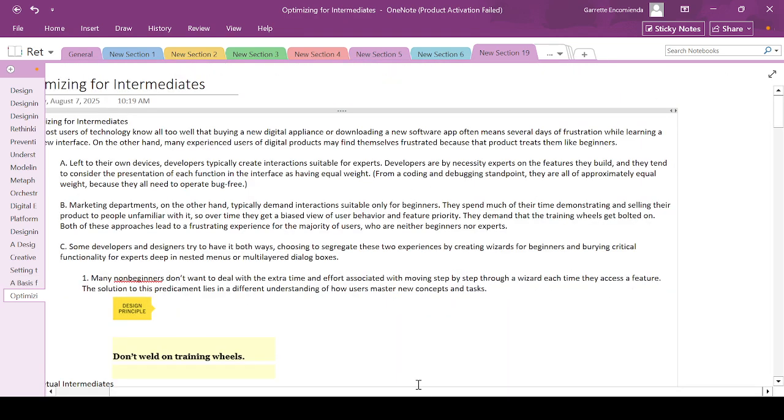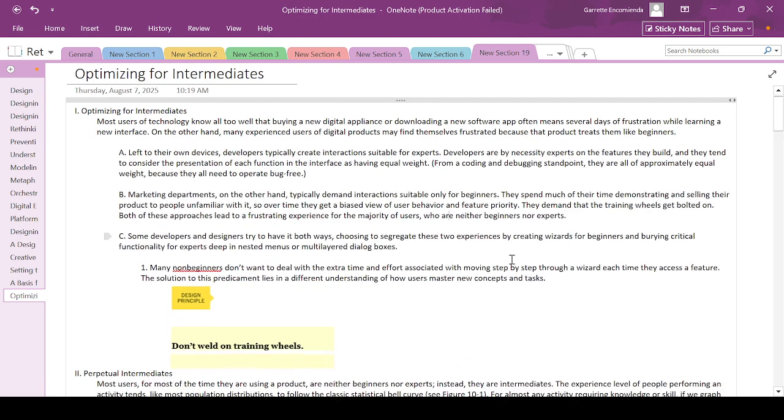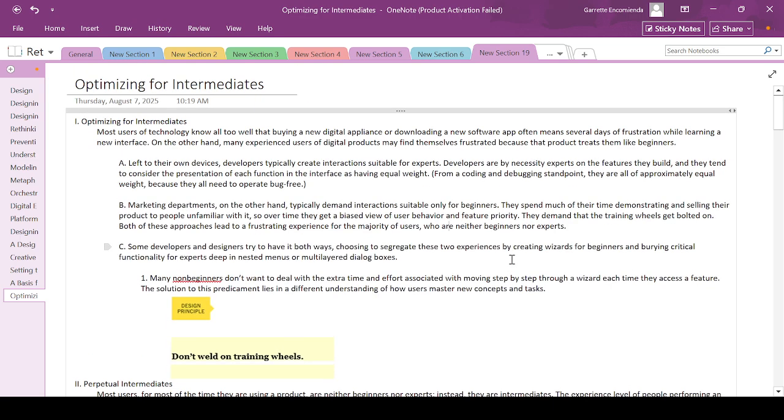So great, we're now done for this course, optimizing for intermediates.